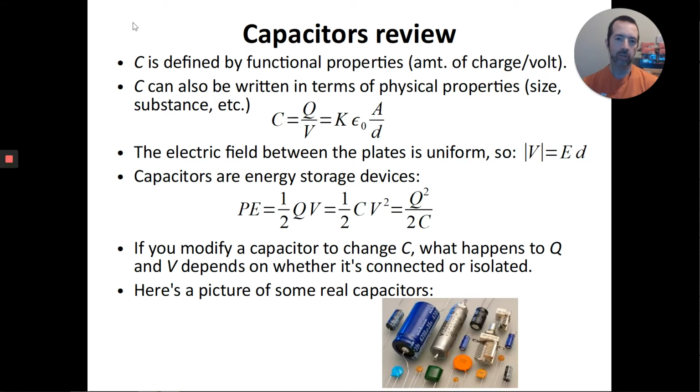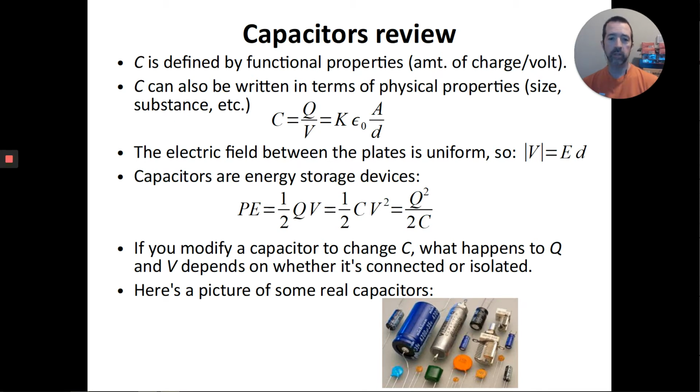Hello, Honors Physics. The topic for this week still involves capacitors, and it also involves circuits. So instead of looking just at capacitors as their own thing, it's about what they do once you put them in a circuit with other stuff.